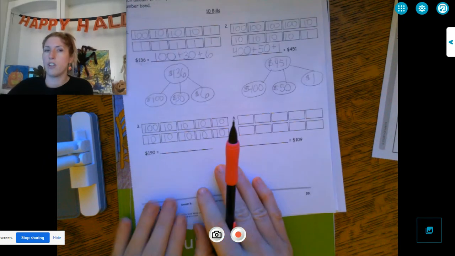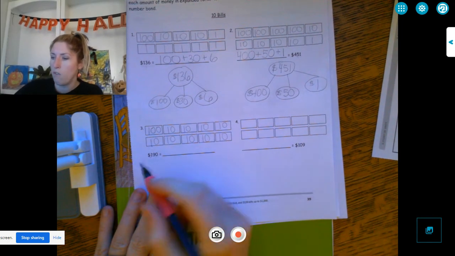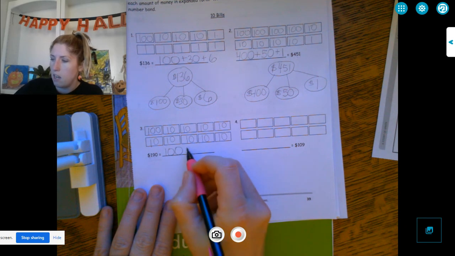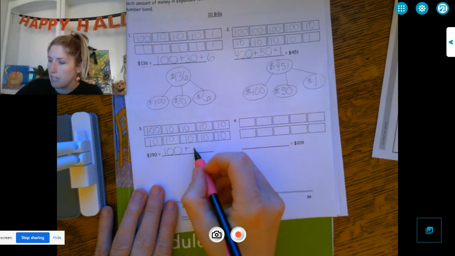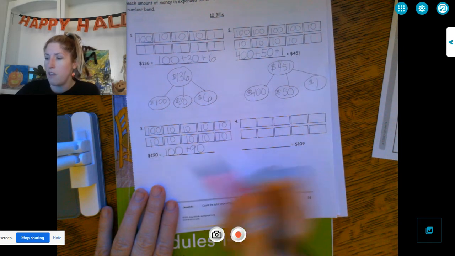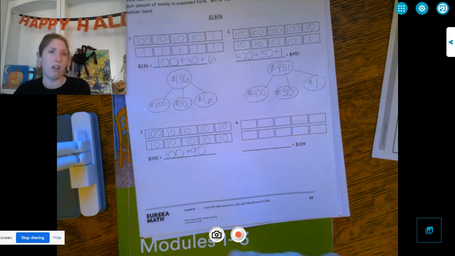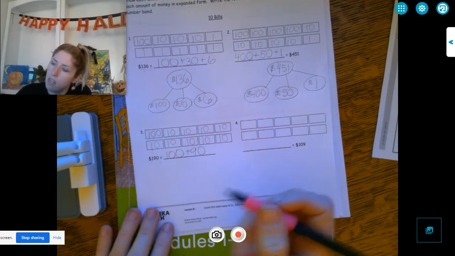All right, let's write 190 in expanded form. So first let's do the hundreds. We have only 100 plus 9 tens, which is 90. And then do we need to add any ones? No ones to add. So just 100 and tens.